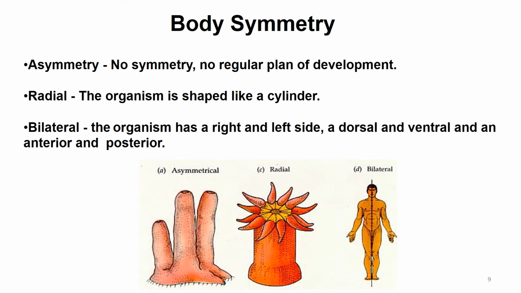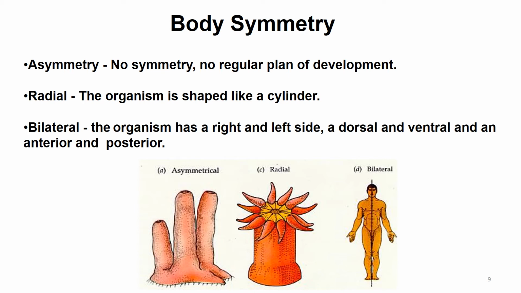Now let's talk about how we distinguish between animals to classify them. One way we do that is through body symmetry. Asymmetrical animals have no body symmetry, no regular plan of development. There is no way to cut them in half and get an equal right and left half. Radially symmetrical organisms are shaped like a cylinder or a soup can, so no matter how you slice them, you get an equal right and left side.